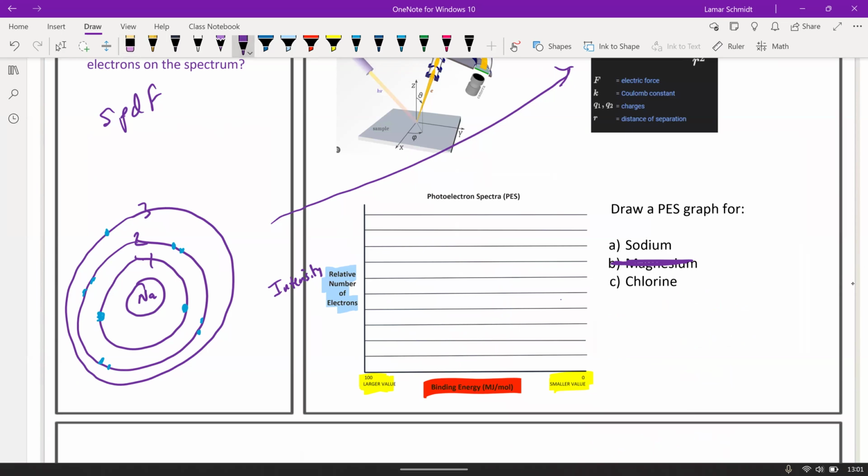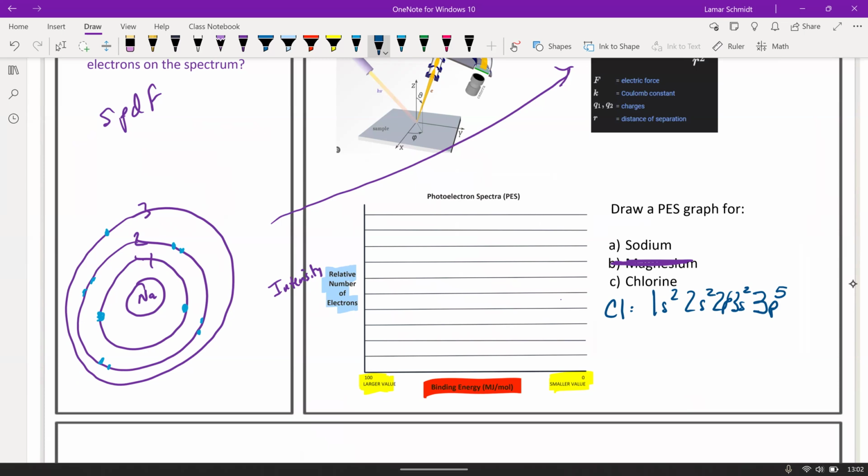Okay, so let's go with a couple of these. Let's go with blue, representing chlorine. Electron configuration of chlorine is what? What's the final one? 3p what? Good answer. 3p5. So 1s2, 2s2, 2p6, 3s2, and then 3p5. Right?